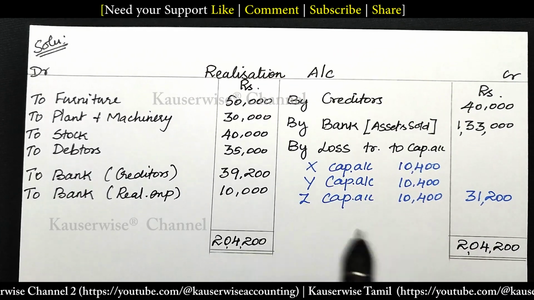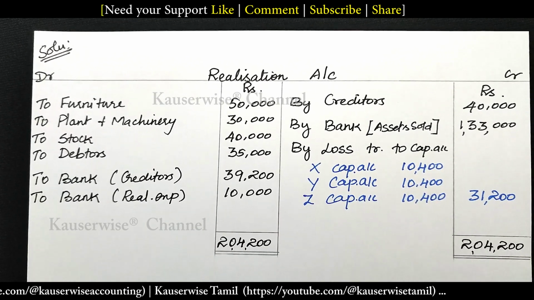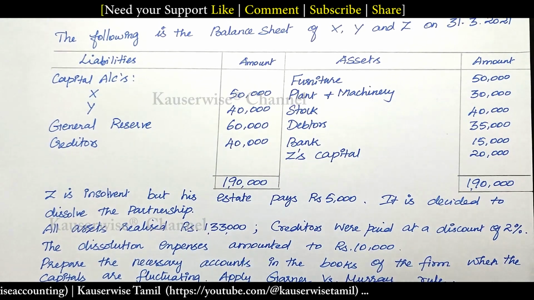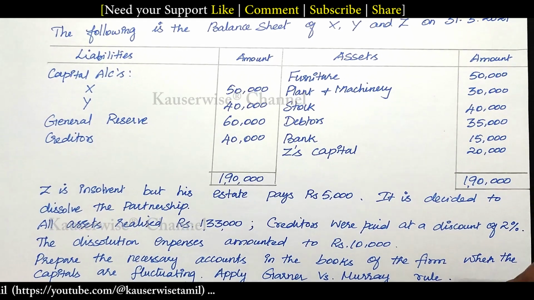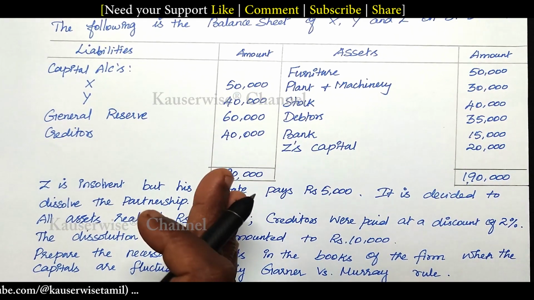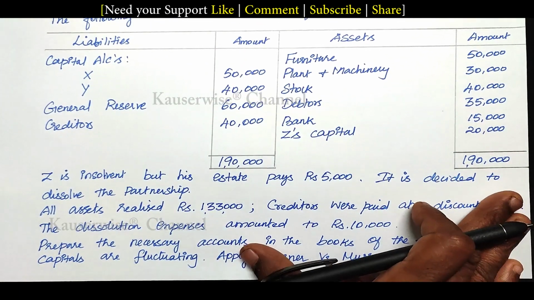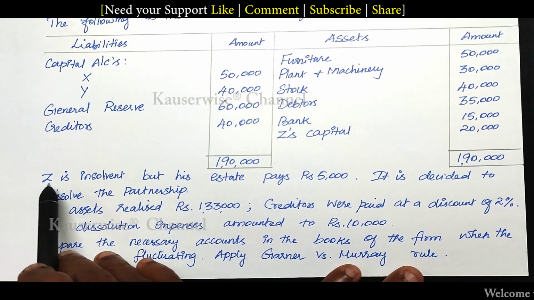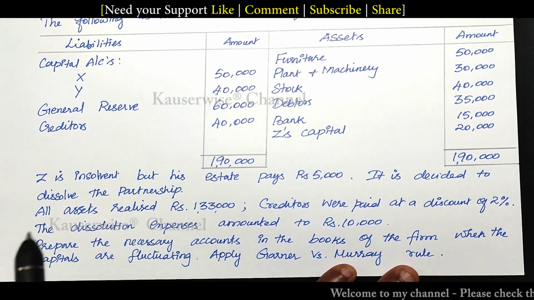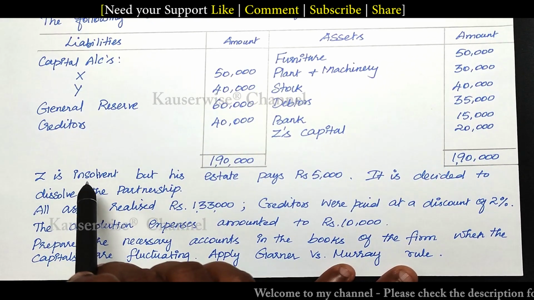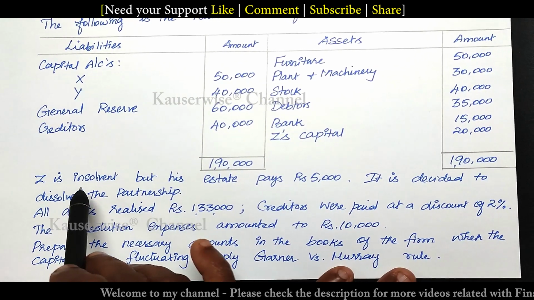See, after preparing the realization account, now we need to prepare the partners' capital account. While you prepare the capital account, you need to prepare it separately for the solvent partners and separately for the insolvent partner. So according to this problem, who is insolvent? See the adjustment. Z is insolvent. What is the meaning of insolvent? If any one of the partners' liabilities are more than assets, then that particular partner is called an insolvent partner.